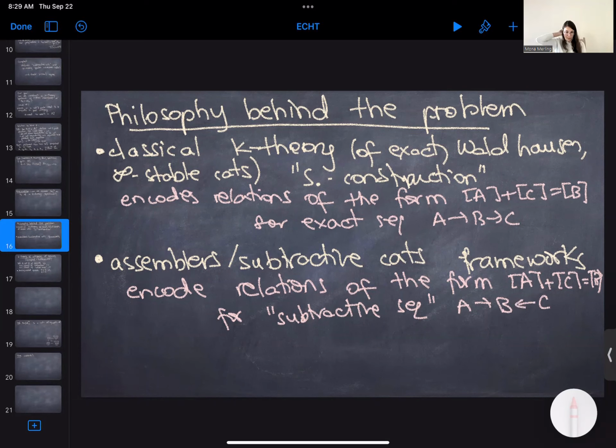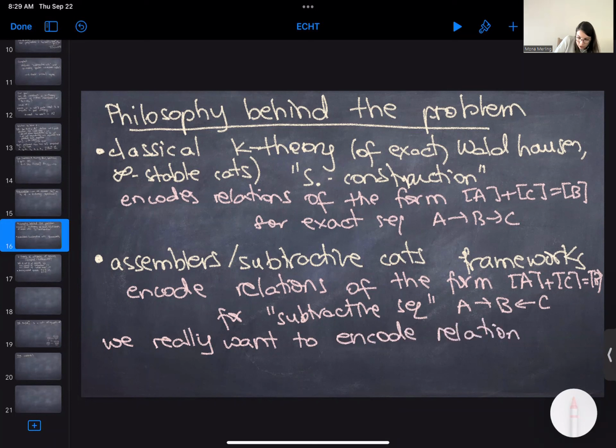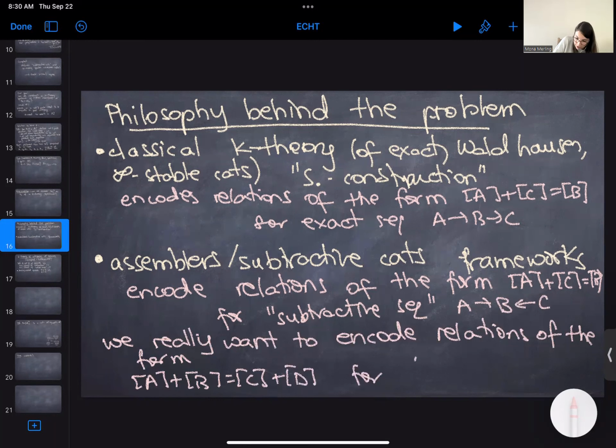So think about varieties, right? That's what you have. X goes to Y, and then Y minus X also goes to Y, and they were designed for this purpose. So what we really want, to encode relations of the form A plus B is equal to C plus D for squares. So for some kind of squares, A to B to C to D of this form.